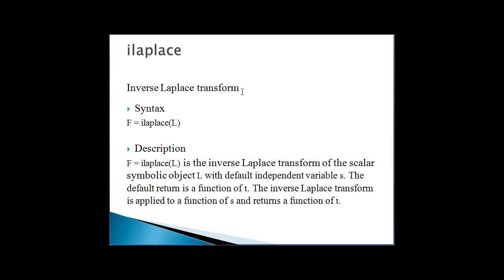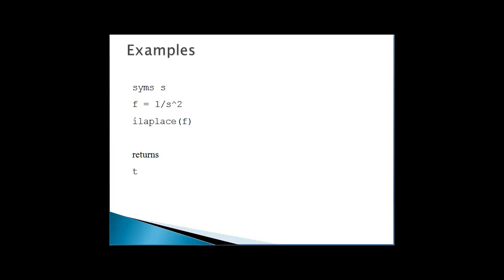Now coming towards the inverse Laplace transform, that is converting from s domain to the time domain. It is the inverse of the Laplace transform. Now as an example for the inverse Laplace transform, first of all I am having a function f that is 1 upon s square. Here I am having variable s, therefore I am declaring this variable using the syms s, and at the end I am finding the inverse Laplace using the command ilaplace of f. And it will return me the output as t.